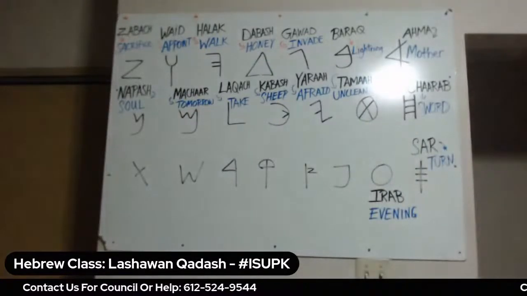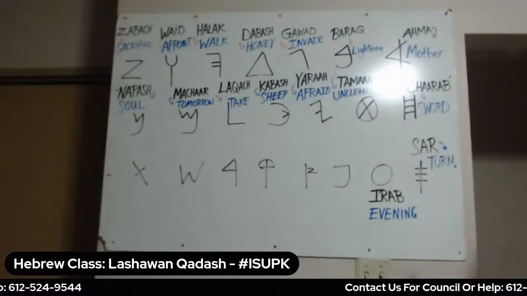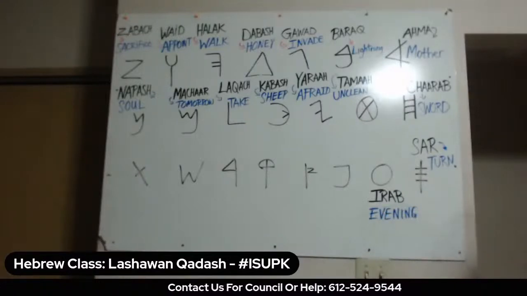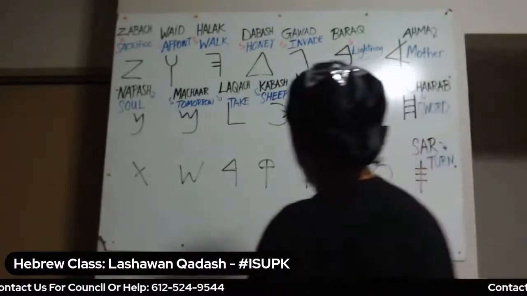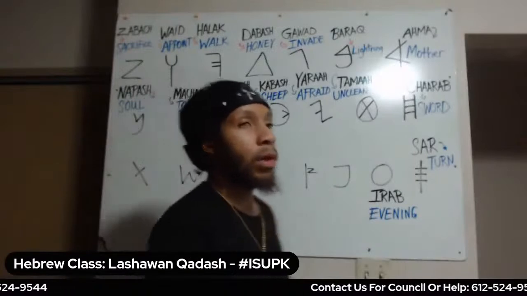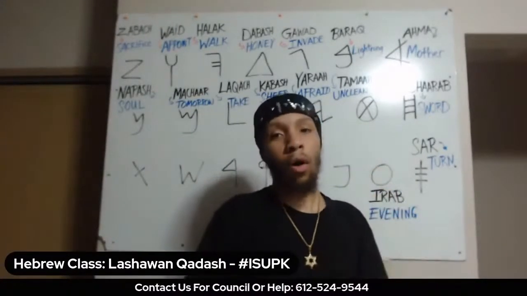If you wanna know how to say good evening, it's gonna be Tawab, I rob. Tawab means good. I rob means evening. If you want to say good morning, it's Tawab Bawakwar, right?